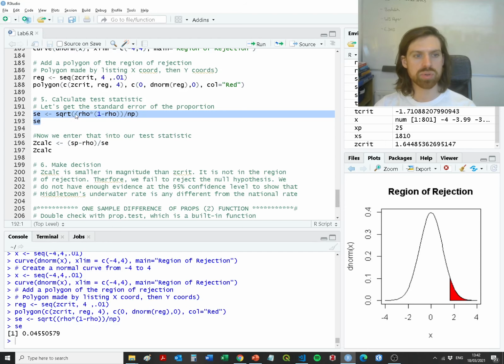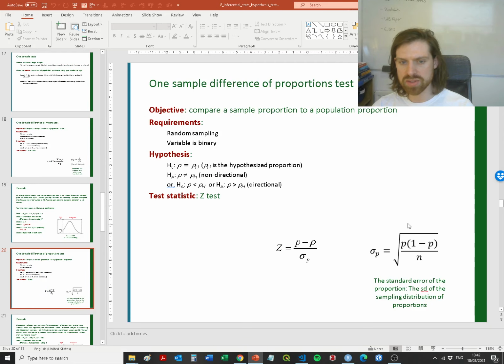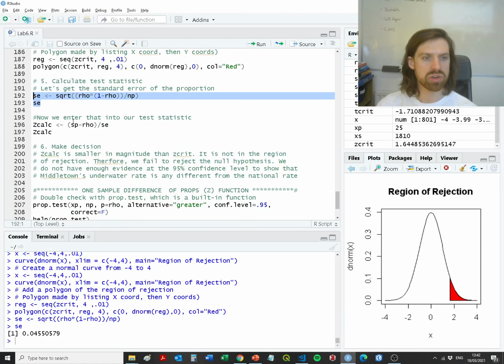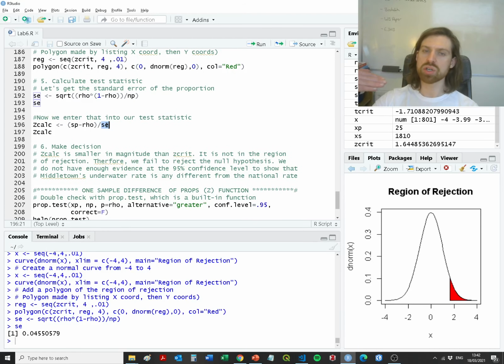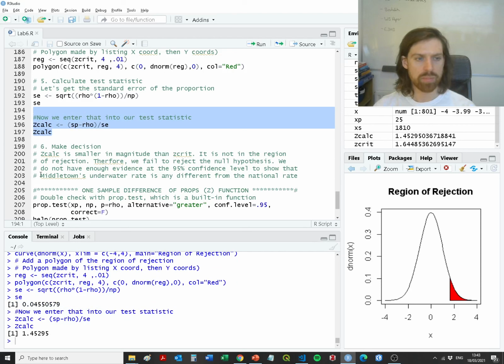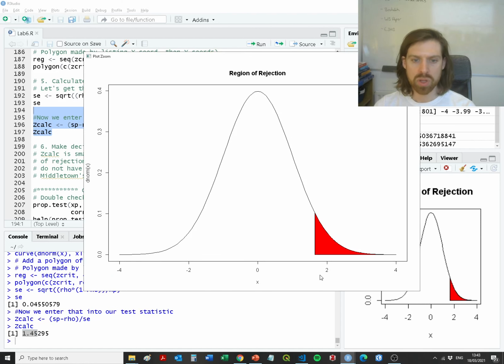So that's a fairly simple equation. It's this one over here on the right hand side. And then essentially we're able to create the test statistic. The denominator is the standard error of the proportion, and the numerator is the sample proportion minus the population proportion. When we make that calculation, we get 1.45, which is not within our zone of rejection. Our critical value was 1.64 up here. We're not in this zone of rejection this time, we're somewhere around here. So we are in the upper part of the distribution, but we do not go into the zone of rejection.